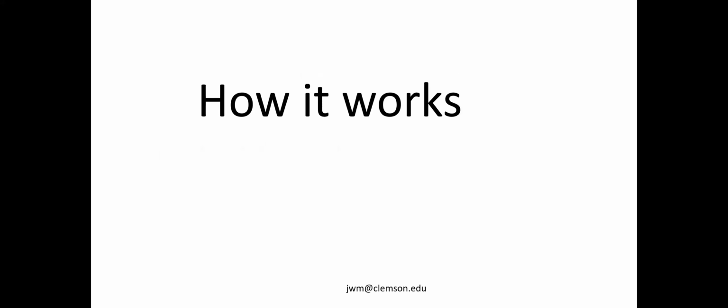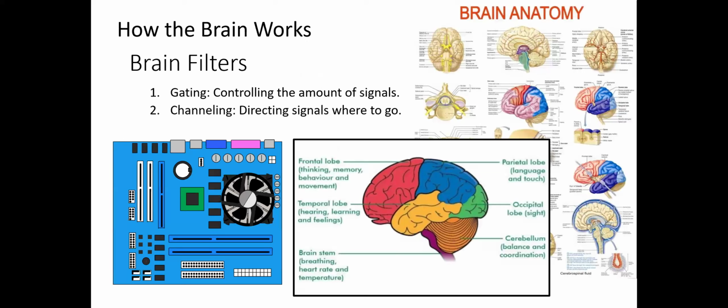How it works: your brain works like a motherboard on a computer. Your brain's not just a big blob of fat and nerves. It's actually organized, and different parts of the brain do different things. It also has a system of distributing those signals. The two things I like to talk about: one is called gating, which means your brain is controlling the amount of signals, and then channeling, which means your brain is telling the signals where to go.